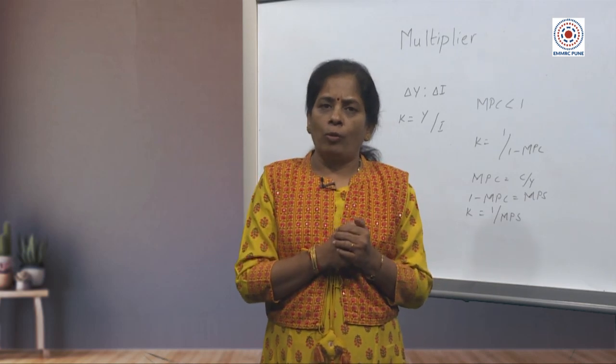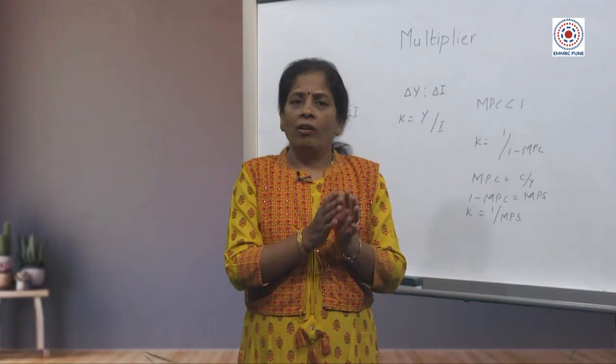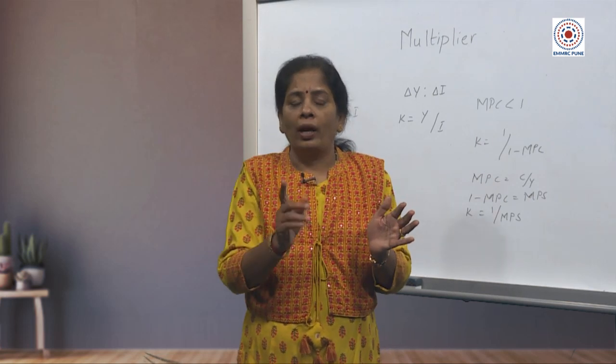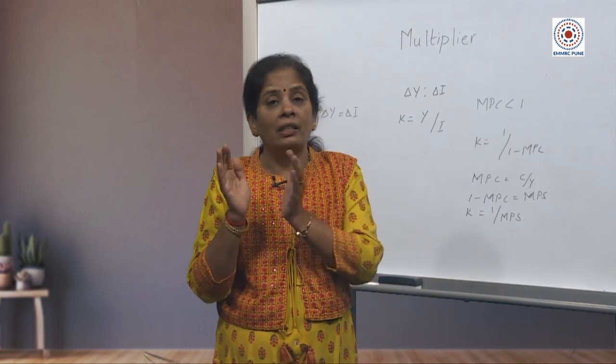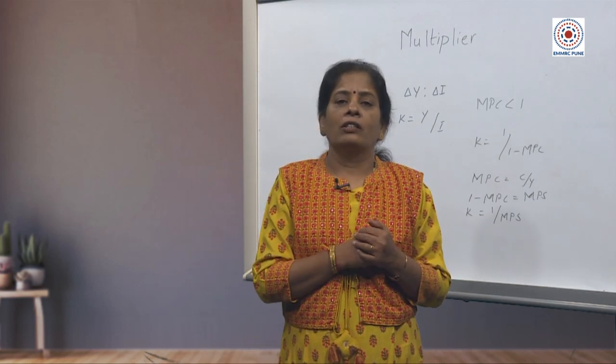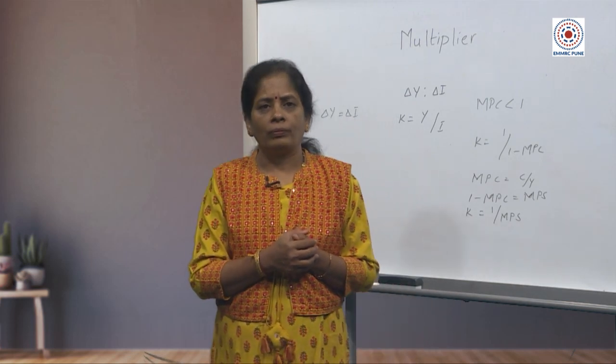Fifth type of multiplier is foreign trade multiplier. It is defined as the ratio of final increase in national income due to an initial increase in exports over imports. This increase also has a positive impact on multiplier.